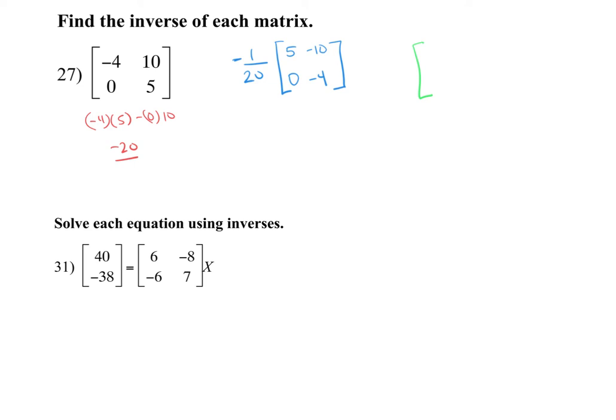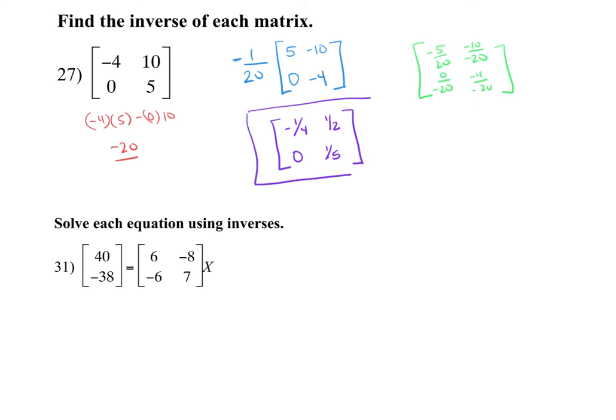So my inverse here: negative 5 over 20, negative 10 over negative 20, 0 over negative 20, and negative 4 over negative 20. And of course, I do not want you to leave it that way. I do want you to reduce, so your final answer here is going to be negative 1/4, positive 1/2, 0, and then positive 1/5. I do want you to leave it as fractions. I do not want you to give me decimals there. Just leave it as a fraction.